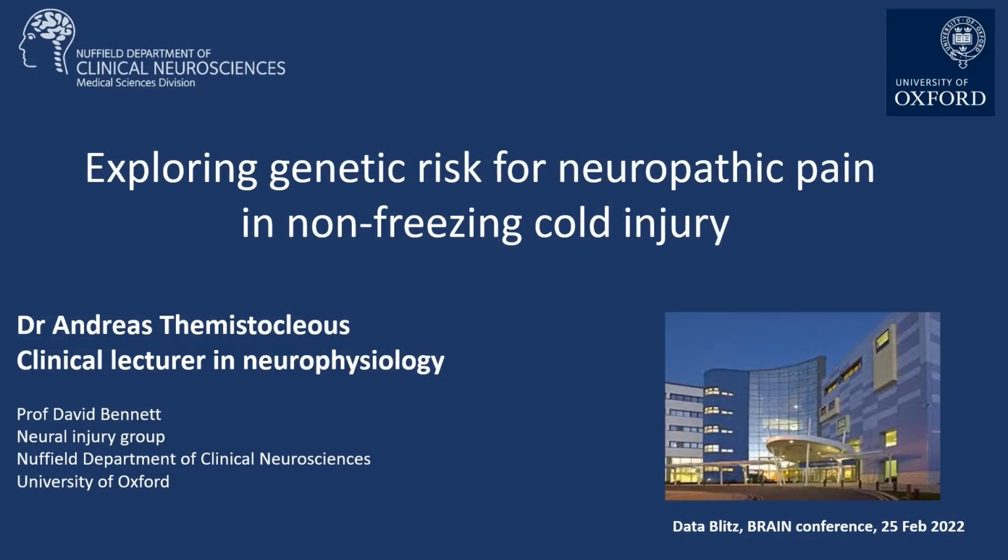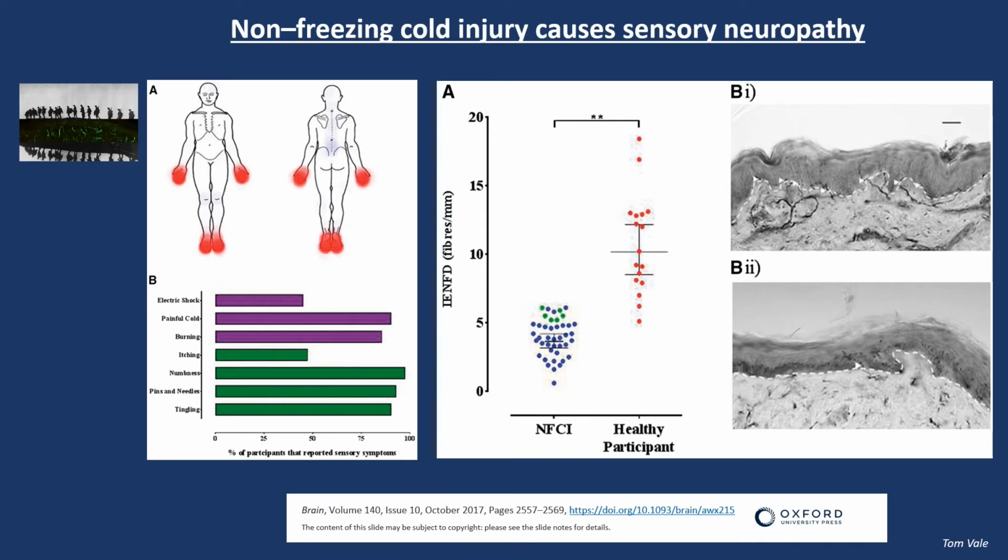I'm going to be discussing a project in which we explored the genetic risk for neuropathic pain in non-freezing cold injury. Non-freezing cold injury is a painful acquired sensory neuropathy seen almost exclusively in soldiers who are exposed to cold and wet temperatures. In 2017, we described the clinical phenotype, which is one of neuropathic pain affecting the hands and the feet of affected individuals. A characteristic feature of this condition is exacerbation of the pain when exposed to cold environments, such as the cold aisle in a supermarket or the fridge.